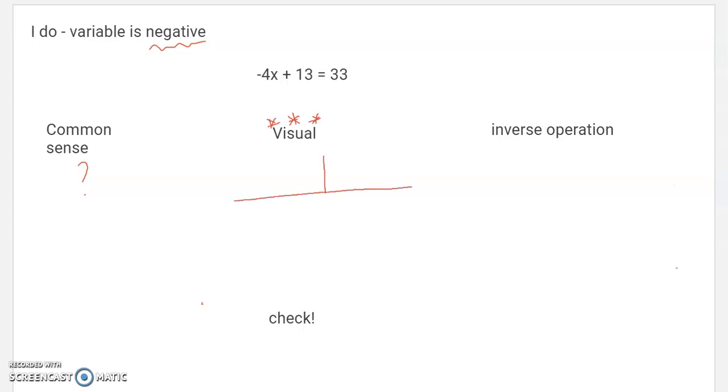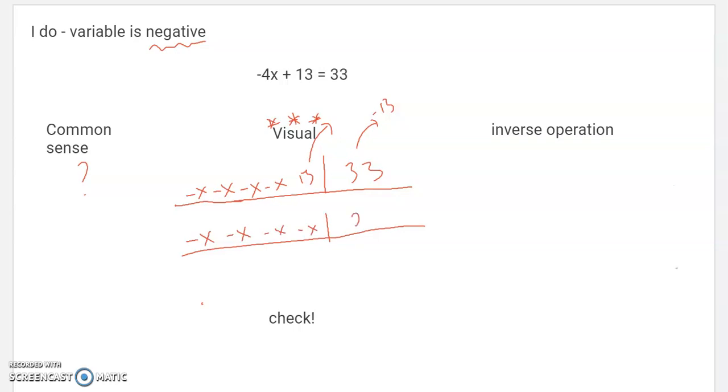So the way I draw that, I can't draw a negative 4 of something. That's not a thing. But I can draw 4 opposite of x's on one side, and the 13, and the 33. So my first move here is to take the 13 away from both sides. And I'm going to redraw after I do that, because now I just have the variables on one side, and it's so easy to tell what they are.